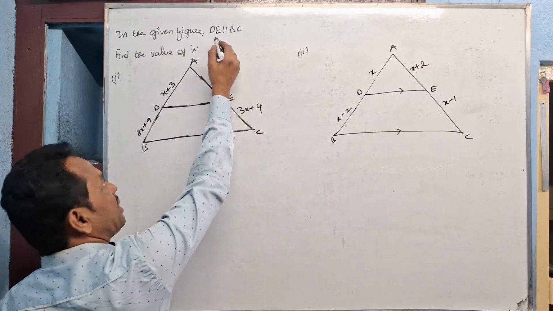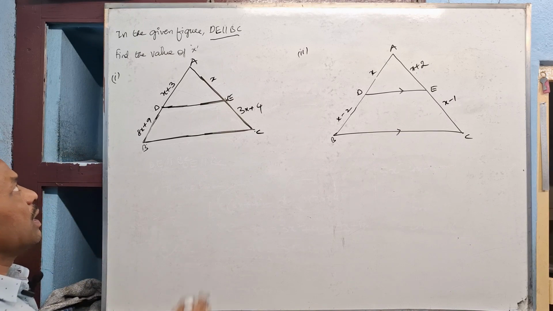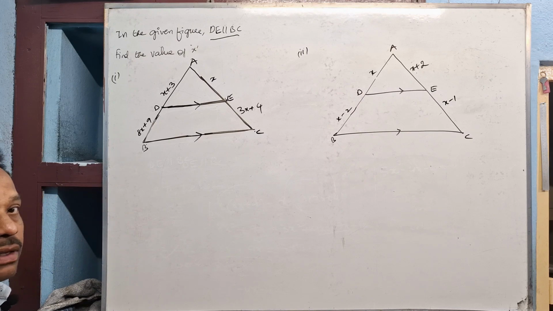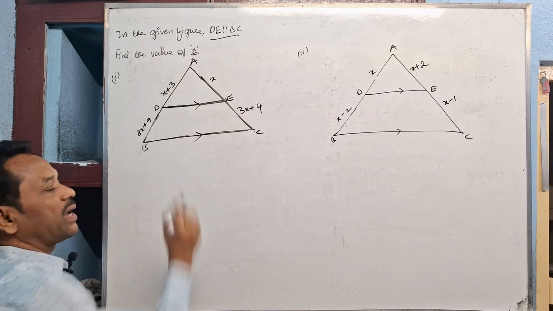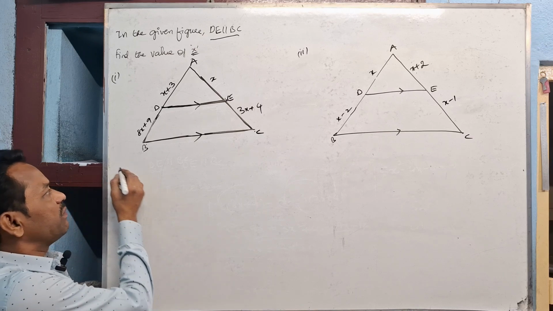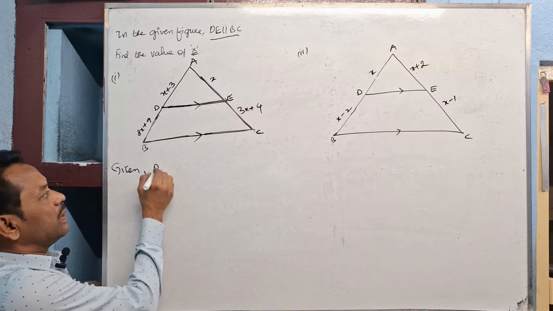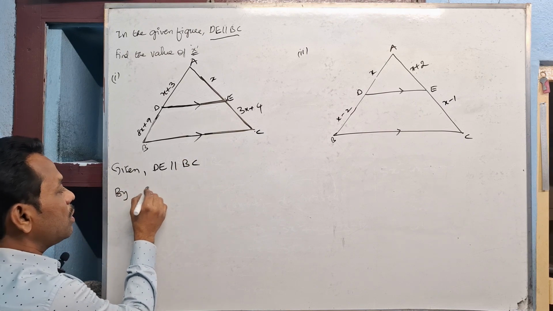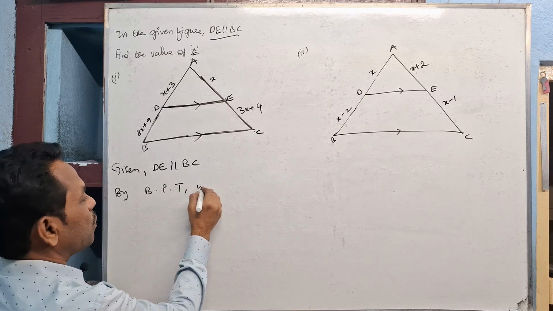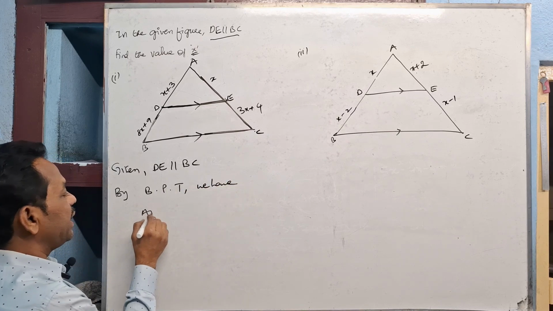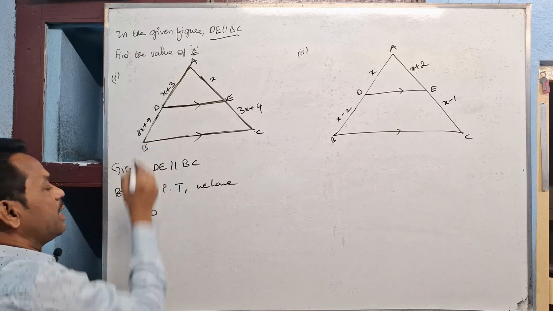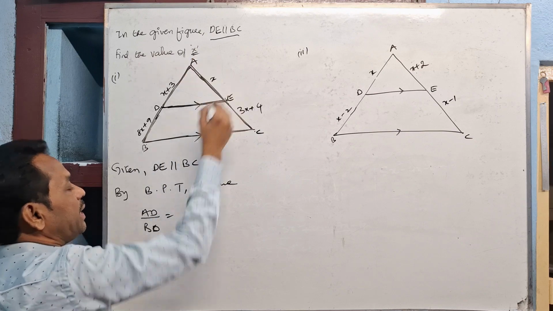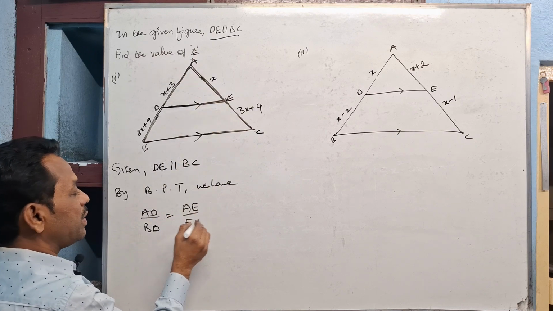Bachcho, in this question it is given that DE parallel to BC. This line DE parallel to the BC. We need to find the value of x. Here we need the value of x. So given DE parallel to BC. So according to basic proportionality theorem, we have AD by BD equal to AE by EC.